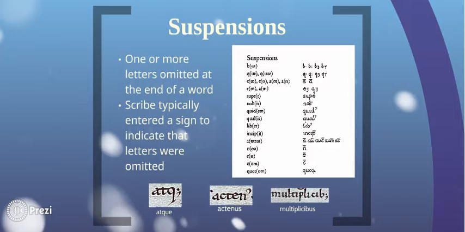Suspensions are when one or more letters are omitted at the end of the word. Once again, there are different signs to indicate that this has happened. Here we have a semicolon looking symbol, a punctus versus, to indicate the missing UE, an apostrophe looking symbol to indicate the missing US, and that punctus versus again to indicate a missing US.